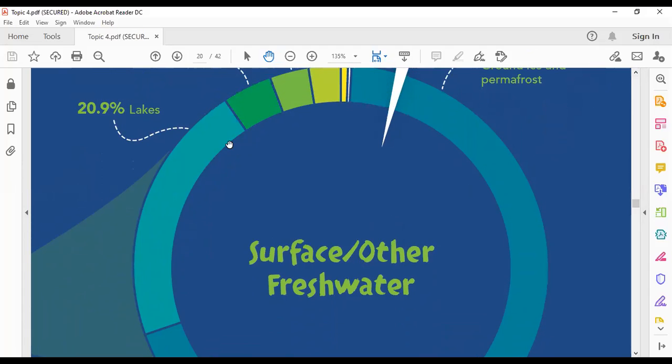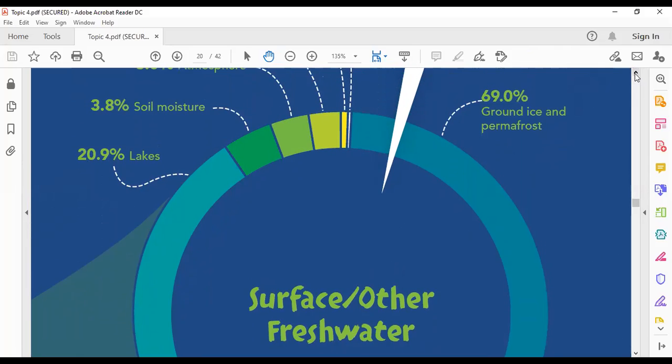Look at this different color, 20.9% or almost 21% is found in the lakes. Look at this green part, 3.8% as soil moisture. What is the meaning of soil moisture? You see that soil and think it is completely dry. No, inside soil there is water. It is called soil moisture.